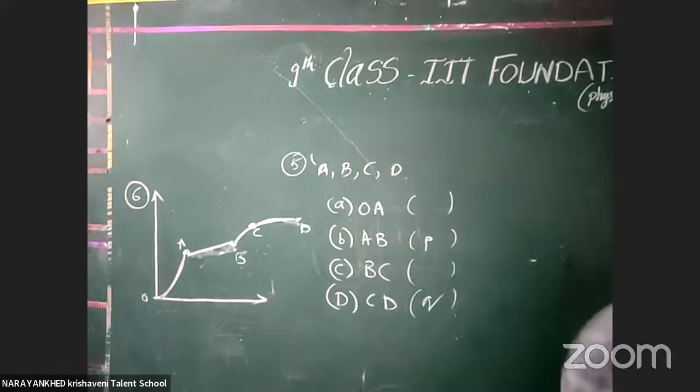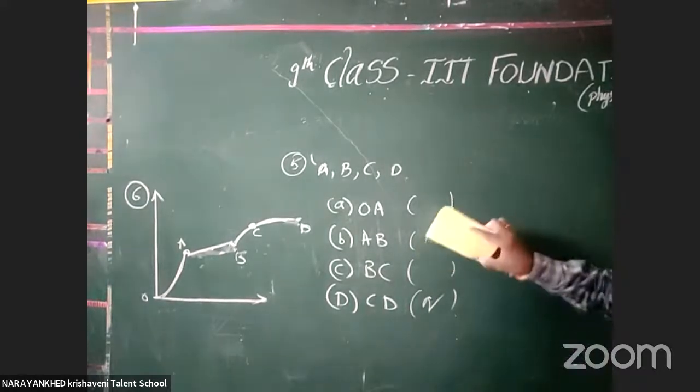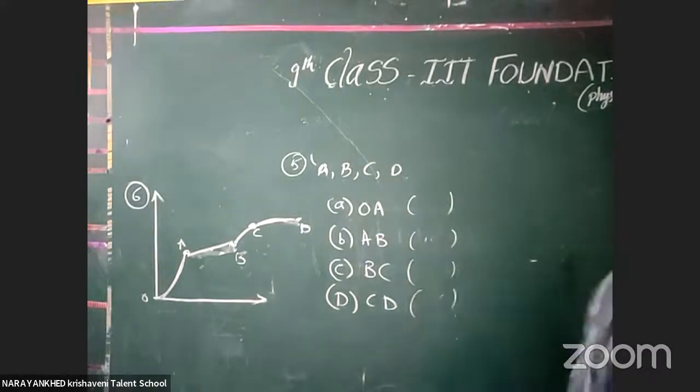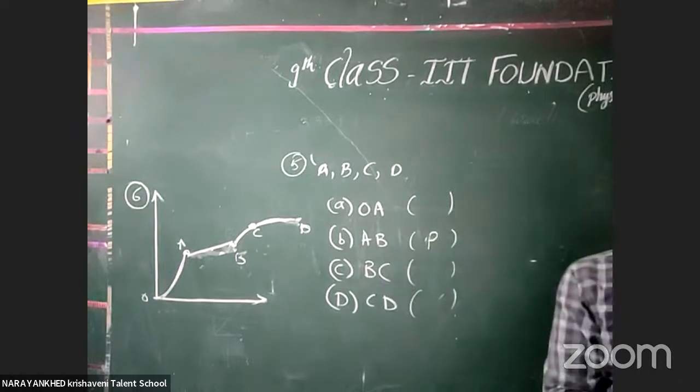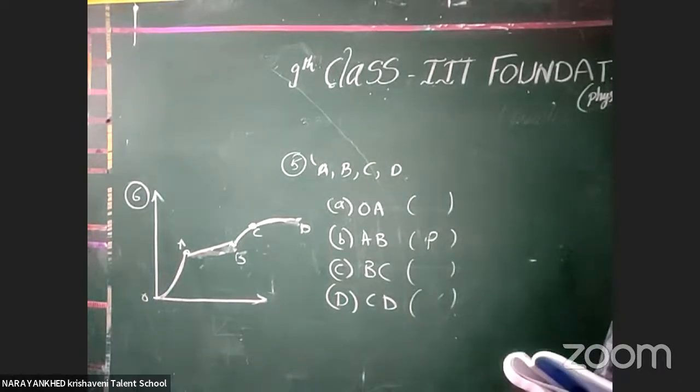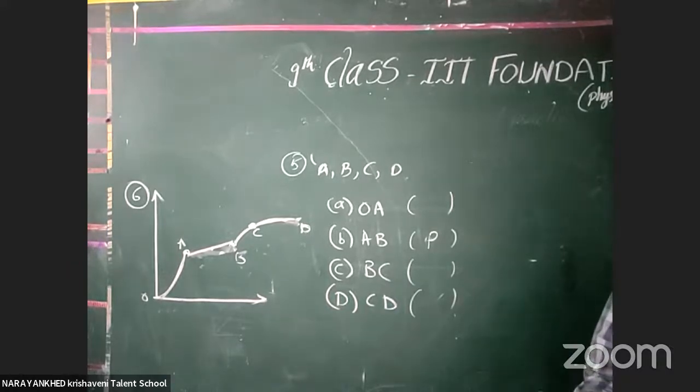Check once. Based on some answers, it is P only. AB is P, no doubt at all. And the next one: OA, velocity increases with the time linearly. Yes, that is P, no problem. And velocity decreases with the time. Where will it decrease?